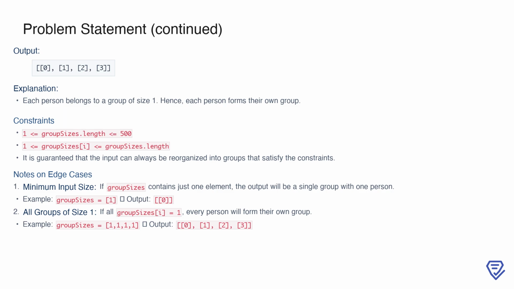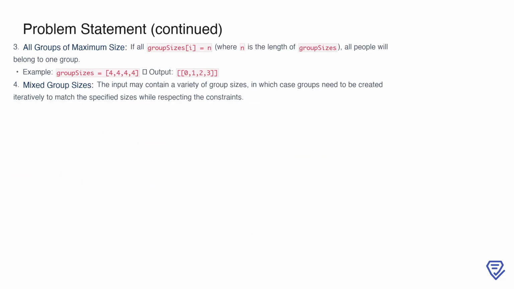If the input is groupSizes equals [1,1,1,1], each person belongs to a group of size 1. This means that every person forms their own group. The output in this case is [[0],[1],[2],[3]]. This scenario is straightforward because there's no overlap in group sizes, and each person is isolated in their own group. It's also worth noting that this is just one of the edge cases we might encounter, and we'll discuss more edge cases shortly. Now, let's explore a few important edge cases.